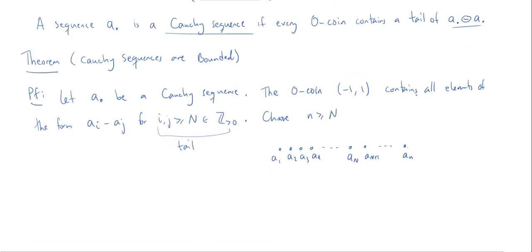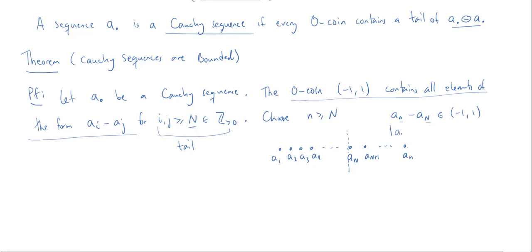Right? But here's what I know. I know that if I subtract A_N from A_n, because both of these indices, little n and big N, are greater than or equal to n, meaning we're in the tail, right? So there's a sort of a tail starting, which we're projecting now. So we're in the tail. That means that this difference lies in the zero coin, -1 to 1, okay? Because that's what we said. The zero coin, -1 to 1, contains all elements of this form as long as we're in the tail. Heck, we're in the tail.